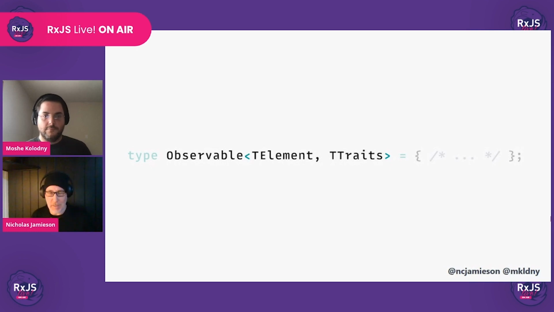So Observable of string is going to emit string values. We've added another type parameter that's only used inside the type. These traits aren't used anywhere else. They disappear once it's compiled. They're a type space thing only. They don't exist in the value space. So we've added the traits to the Observable.